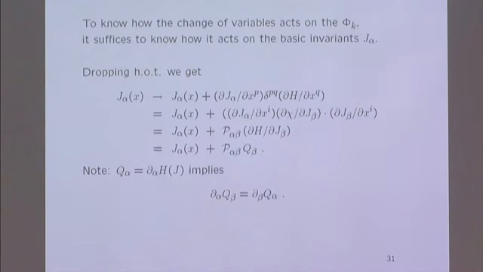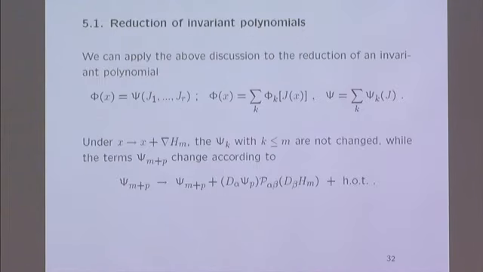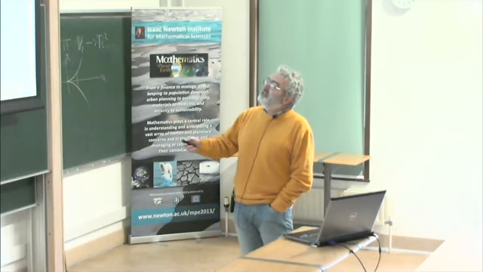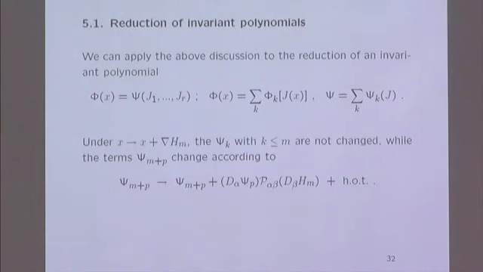Okay, now I know how the basis invariants change. But what I want to know is how it changes this Landau polynomial, which was written in terms of the basis invariants. Okay, then I do this. I know how the J change, and how will this change? Well, I take this plus the derivative of this with respect to the J times the change of the J, which was these things that I've written here.